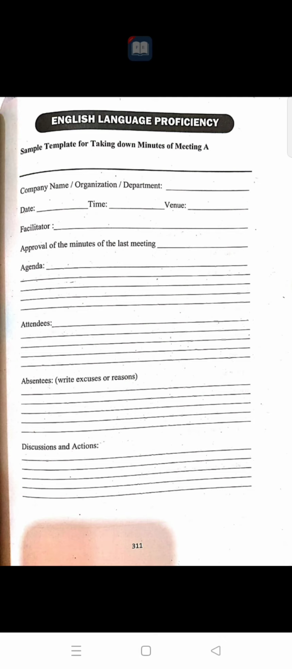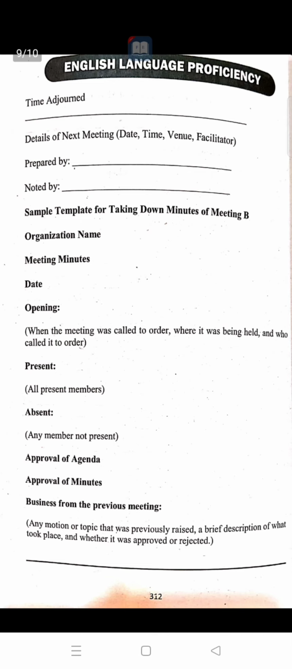So, it's a sample template for taking down notes of meetings. So, nakikita nyo dyan, company name, organization or department. Yan yung date, time, and venue. When we say facilitator, siya yung host ng meeting. Approval of the minutes of the last meeting. Agenda, when we say agenda, ito yung mga topic, attendees. We have here the participants. And then absentees, pwede nyo kung may excuse letters, you write there the reason, and then discussion and action. Time adjourned, kailan nagtapos? Okay, we also have here another sample. It is less detailed. Ayan.